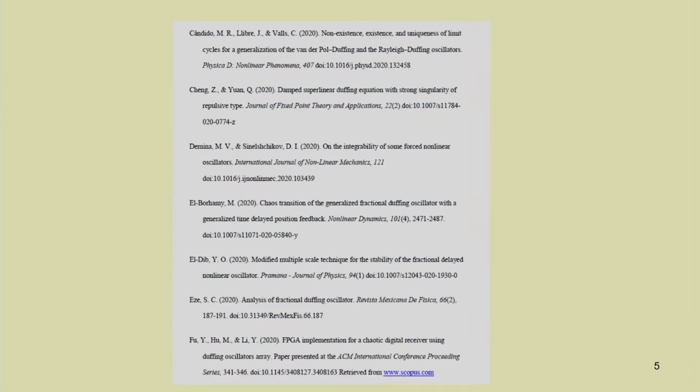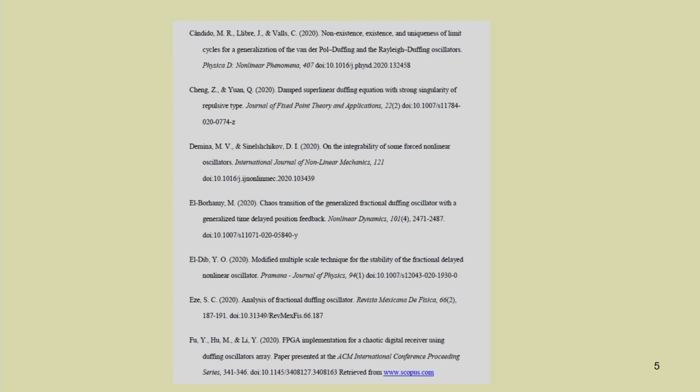So, in recent times you can find a number of papers on the Duffing oscillator also. Similarly, you can see this paper on non-existence, existence and uniqueness of limit cycles for generalizations of the van der Pol Duffing and Rayleigh Duffing oscillators. You are already familiar with the van der Pol oscillator, where one can get the limit cycle. One can add Duffing damping to the van der Pol equation to get the van der Pol Duffing equations. Similarly, the Rayleigh Duffing oscillator one can also get.